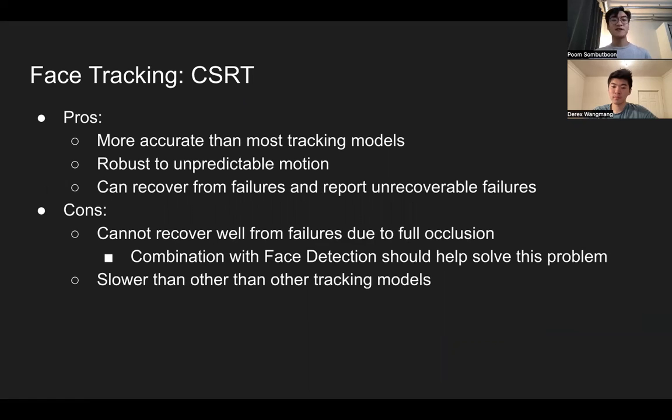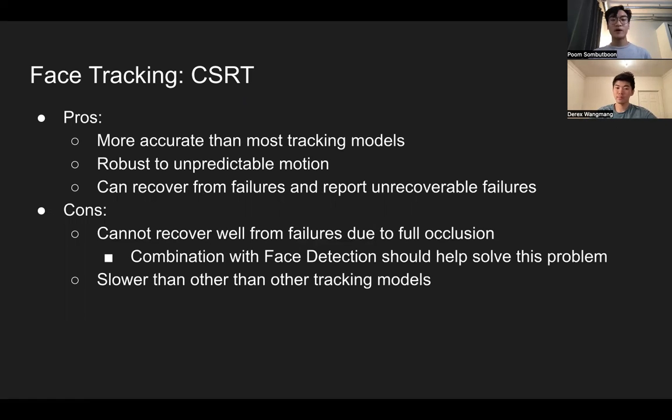The pros of CSRT is that it's more accurate than most of the tracking models. It's also robust to unpredictable motion. For example, if I move my head really fast, it still will be able to track my face. In addition to that, it can recover from failures and report unrecoverable failures.